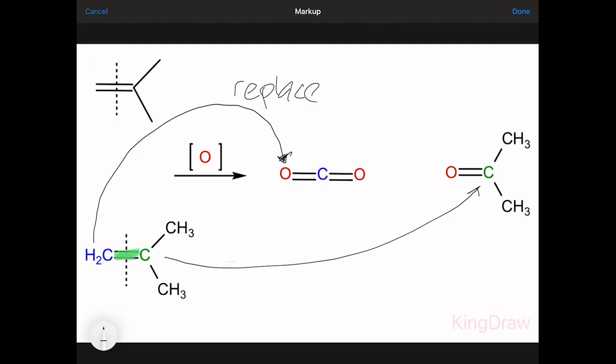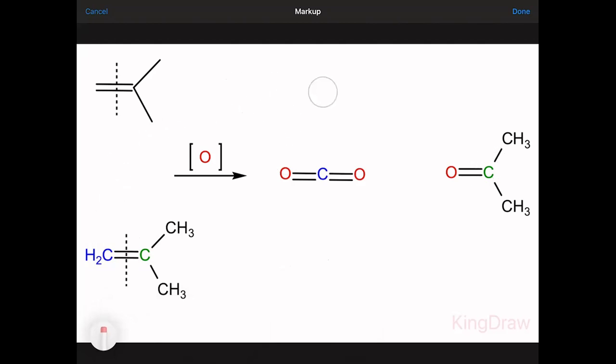Cool. And would you agree with me that where the carbon-carbon double bond was, we just replaced it with a double bond oxygen. So do you notice that there's always a double bond oxygen? Like we can't get away from adding a double bond oxygen.